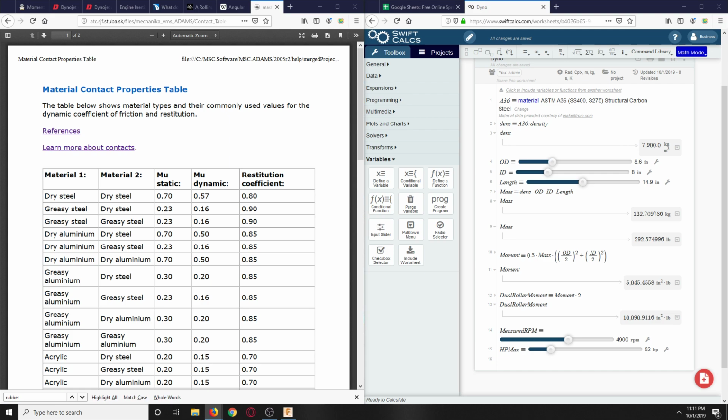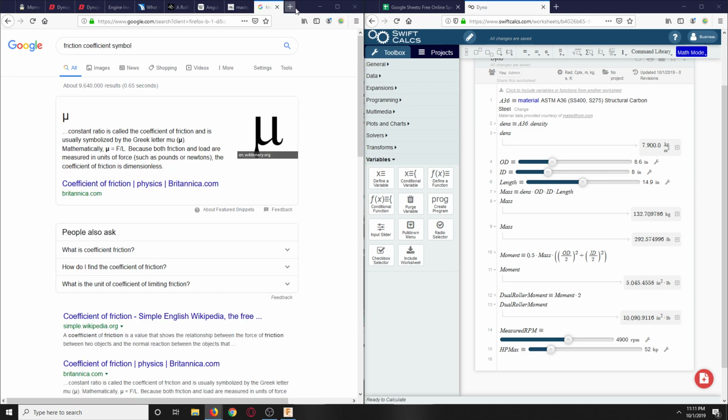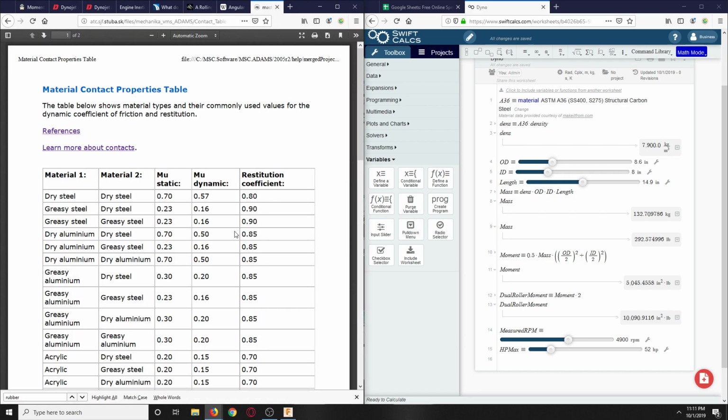Friction coefficient symbol. Yeah, this thing here. Friction is usually symbolized by the Greek letter mu. So I was confused there. Okay. So we want to look at static.